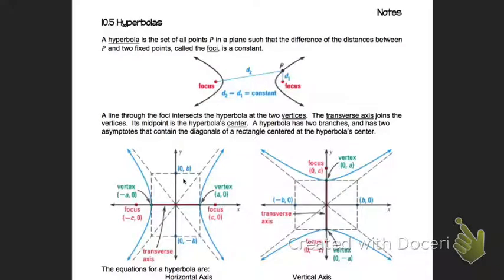Okay, hyperbolas. Imagine taking two parabolas and graphing them and making them face away from each other. That's kind of what a hyperbola looks like. A vertical hyperbola would be when you have two parabolas facing opposite of each other, going up and down. And a horizontal hyperbola would be like two sideways or horizontal parabolas that are going away from each other.